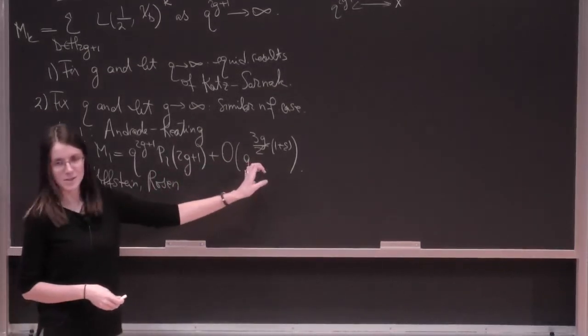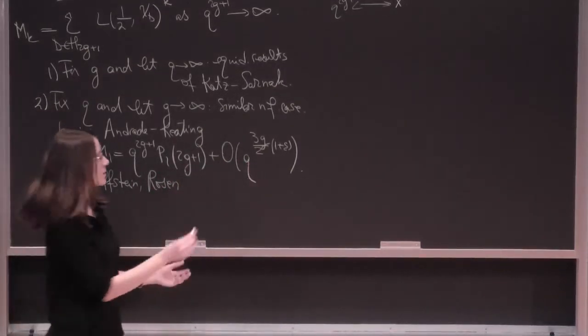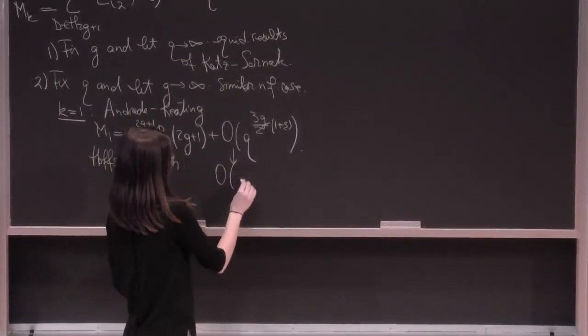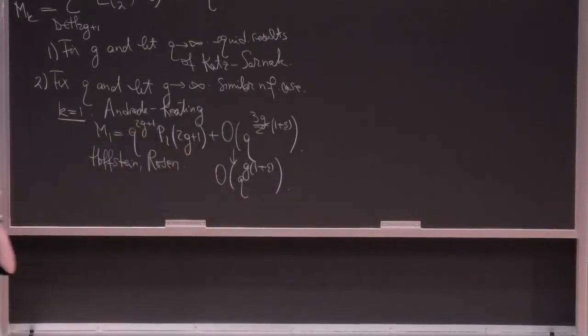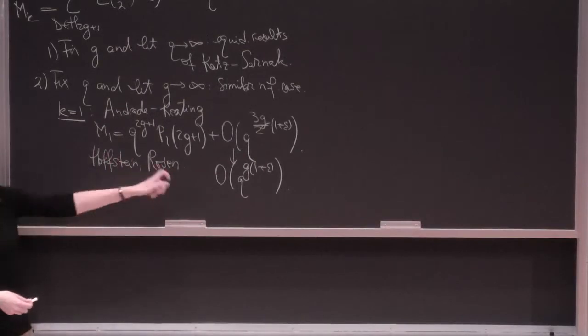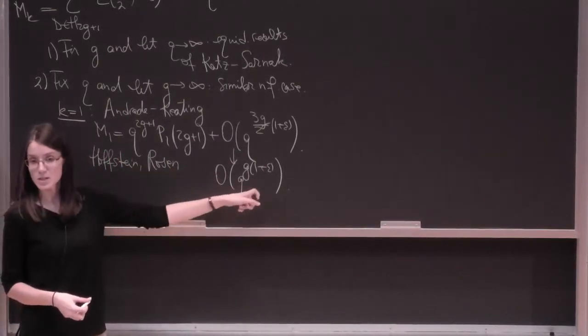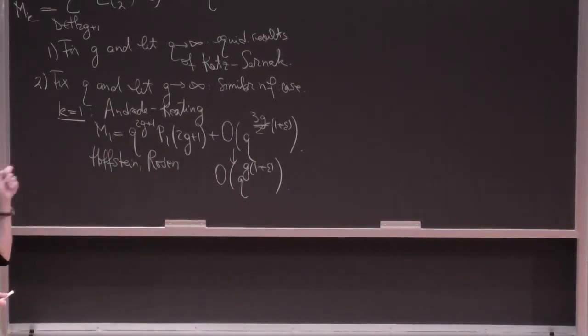And what kind of error do you get? Square root. We didn't write better than that. So in the number field case, there is a paper of Matt Young, who also got square root error. And it is believed that the error should be much smaller than that.